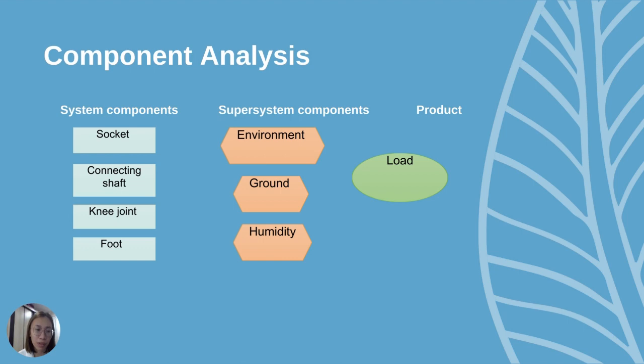So this is the component analysis of the project. The prosthetic leg comprises several important components such as socket, connecting shaft, knee joint, and foot. The socket is used to attach to the amputee's residual limb, offering a secure and comfortable fit while effectively distributing the weight and force. The connecting shaft is used to connect the socket, the knee joint, and also the foot.